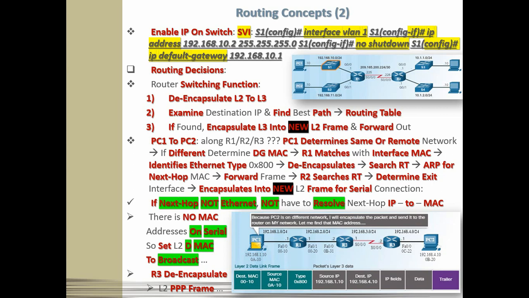Now we have an example here when PC1 wants to send the packet to PC2. PC2 is residing 3 hops away, so we want to see what happens at each hop as the packet travels from router 1 along router 2, router 3, and then the destination.